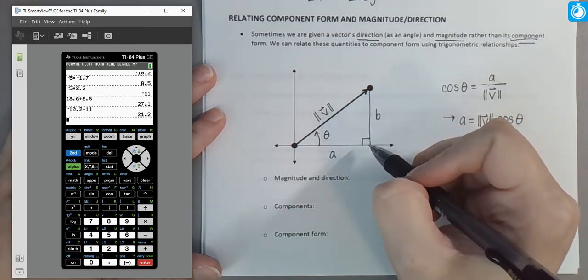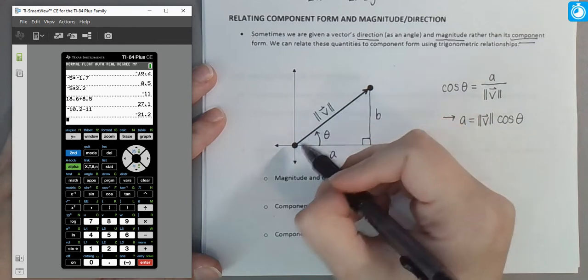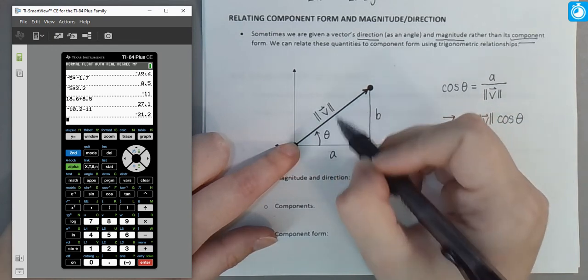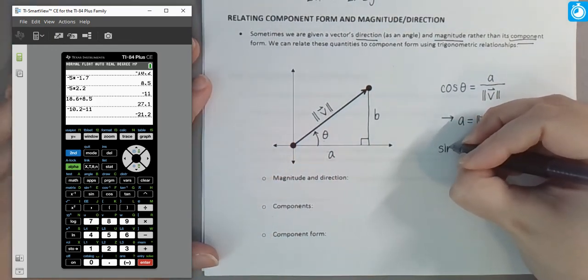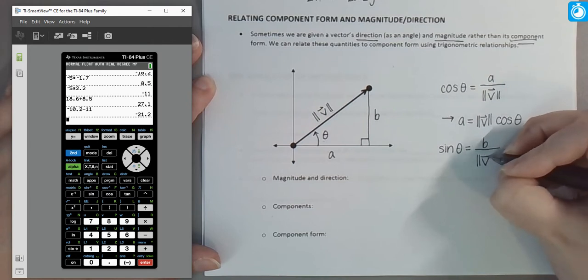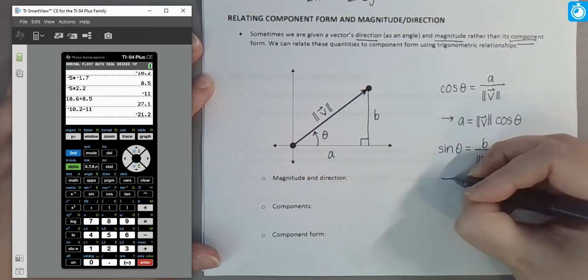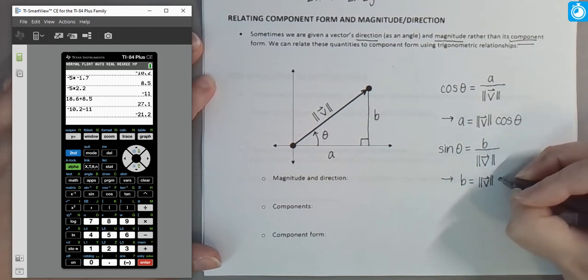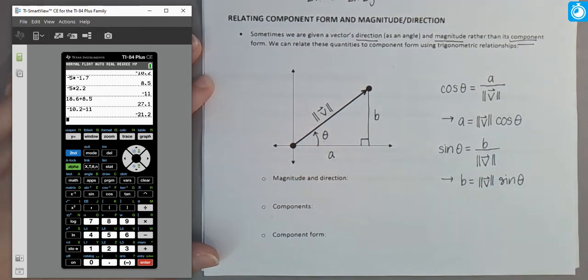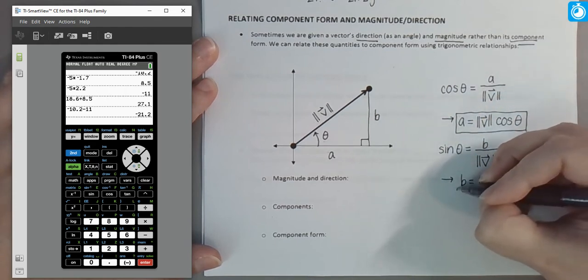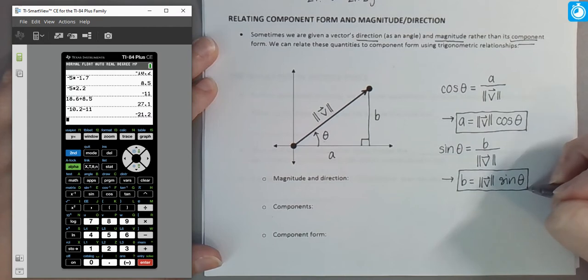Now, what about our vertical component? We've got our direction and our magnitude, and we're interested in this particular side, which is opposite our angle. Opposite, hypotenuse, our angle, we need sine. So sine of theta is equal to our opposite side divided by the magnitude of our vector. That means our component is equal to the magnitude of our vector times the sine of theta. Those fundamental relationships allow us to find our components given our magnitude and direction.